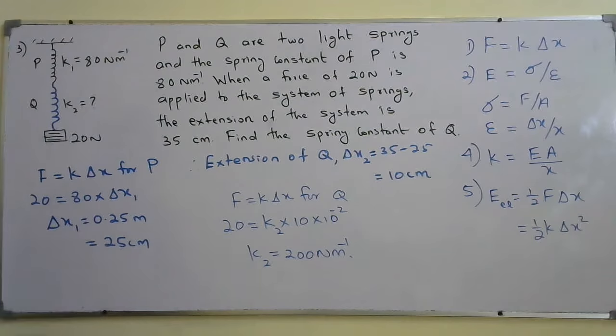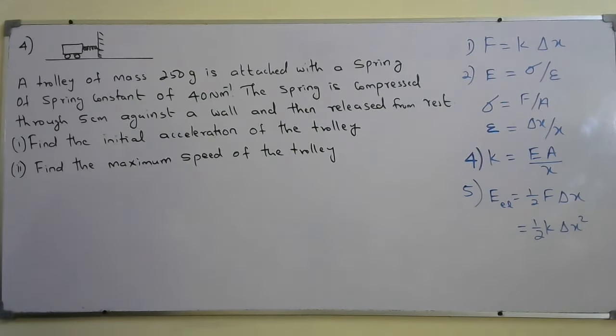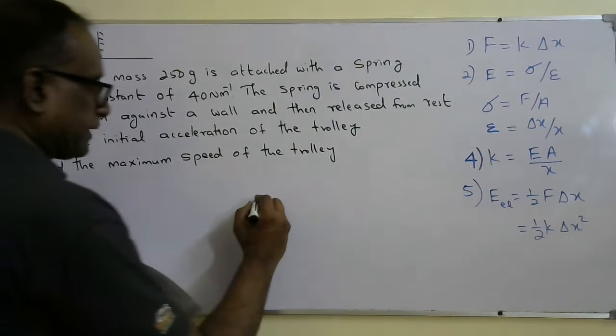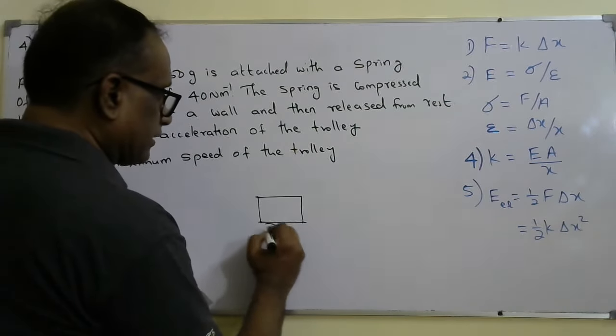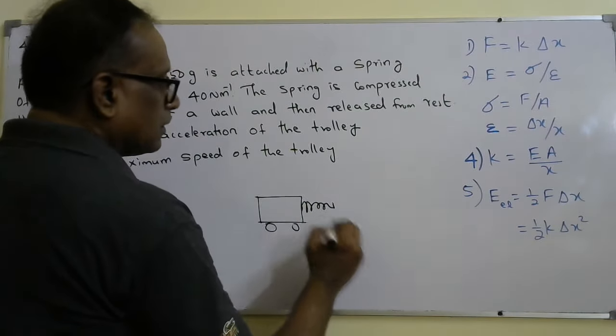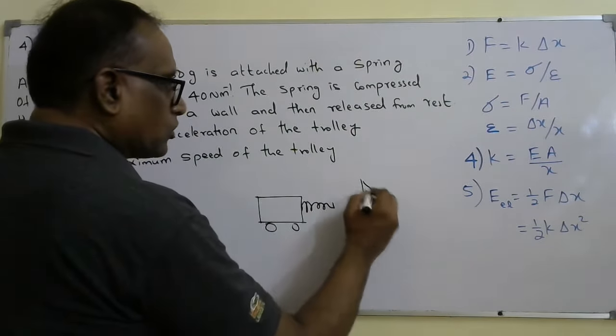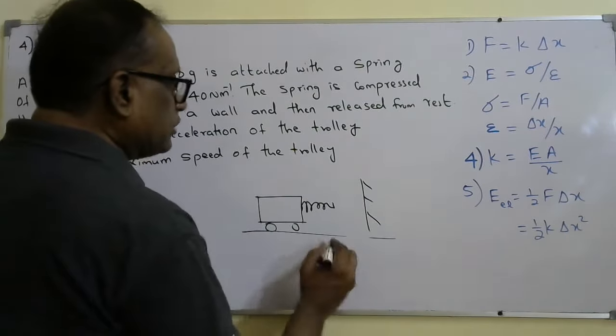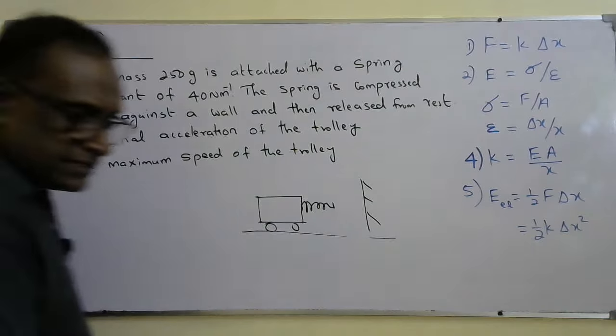Okay, so this question says that a spring is attached to a trolley. A trolley is carrying a spring, something like this, and it's compressed against a wall. So you move the trolley close and compress the spring against the wall, and you release the trolley from rest. The compressed spring will push the trolley away from the wall.